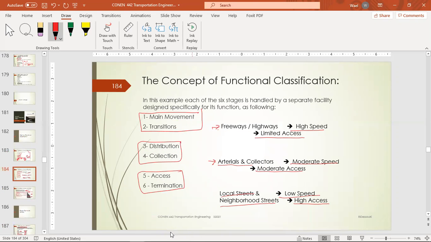So the main movement, what are its characteristics? On a freeway or highway, usually it has a high speed. Also, the access to freeways and highways is limited. You cannot access the freeway or highway from any point. For the distributor, these are the arterials and collectors. It has moderate speed and also moderate access. For the access and terminal, these are the local streets or the neighborhood streets. You have low speed, but there is high accessibility. All households are on local streets.